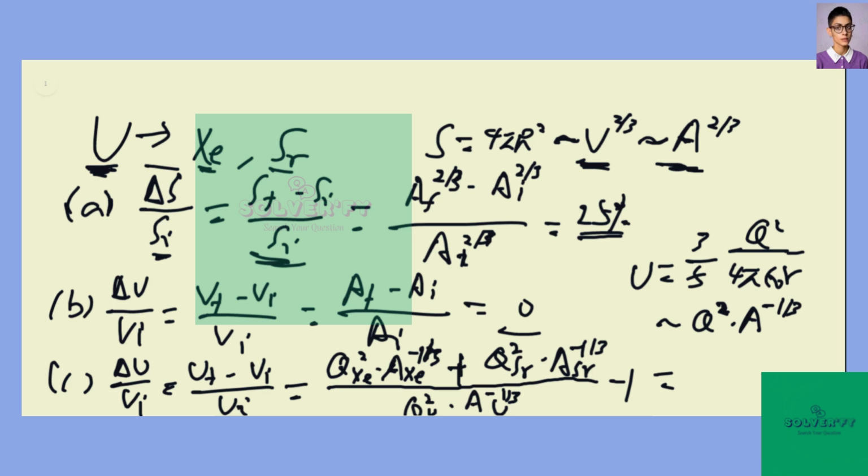You can look up the value of the total charge of these two elements, and also the total charge of the uranium, and you can find the total mass of the two elements and the uranium. So you can find all these values. Just plug all these values into this formula, and you can see that the final value is negative 36%. So the total potential energy is actually decreased by 36%.